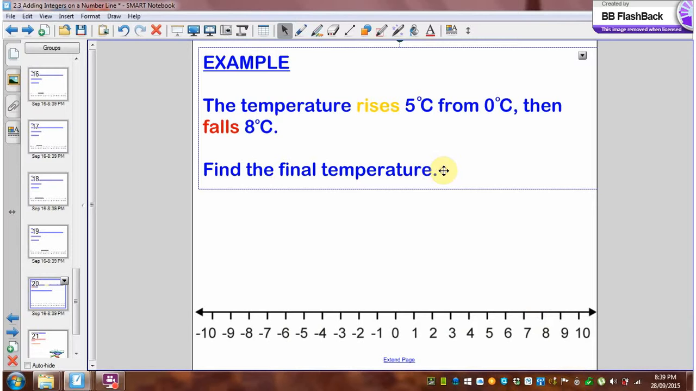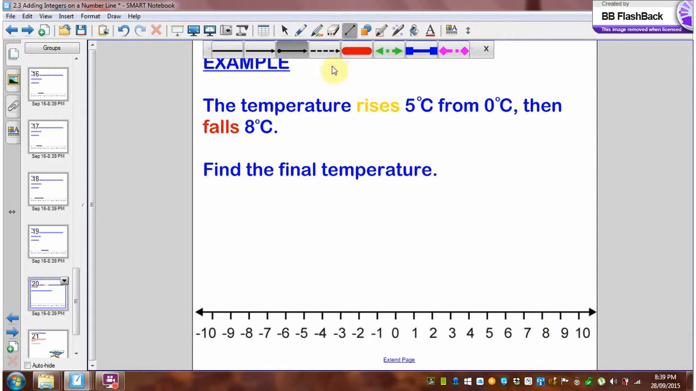Okay, let's get this one going. So the temperature rises 5 degrees from 0 degrees, then falls 8 degrees Celsius. So we got a couple of different temperature changes here. So let's just map it out on our number line. Okay, so the first step, the temperature rises from 0 degrees. So we start at 0. And we rise up 5. So 0, 5. That's our first step.